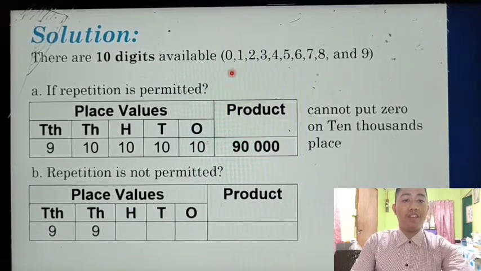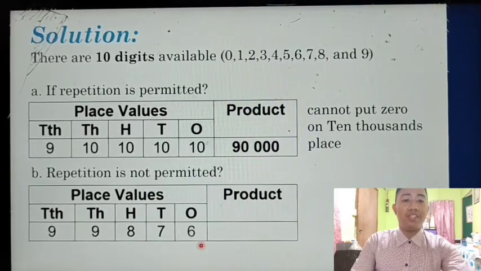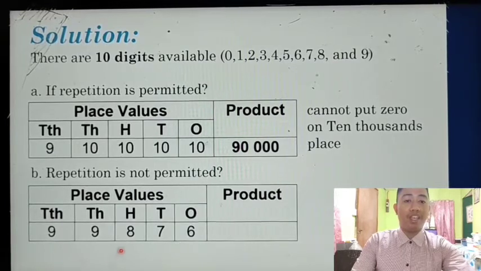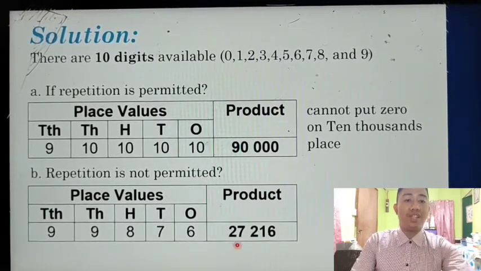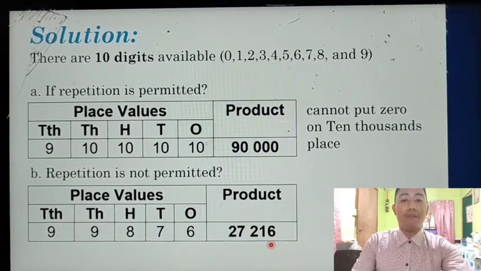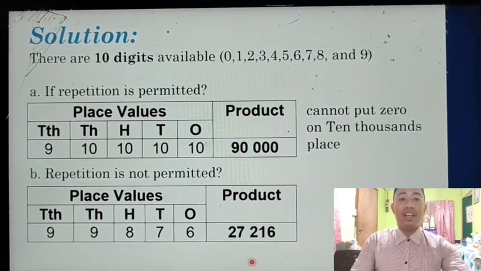Let us proceed to the hundreds place. We have 8 because repetition is not permitted, then 7 and 6. So we get the product of these numbers, which is 27,216 ways or 5-digit numbers you can form if repetition is not allowed.